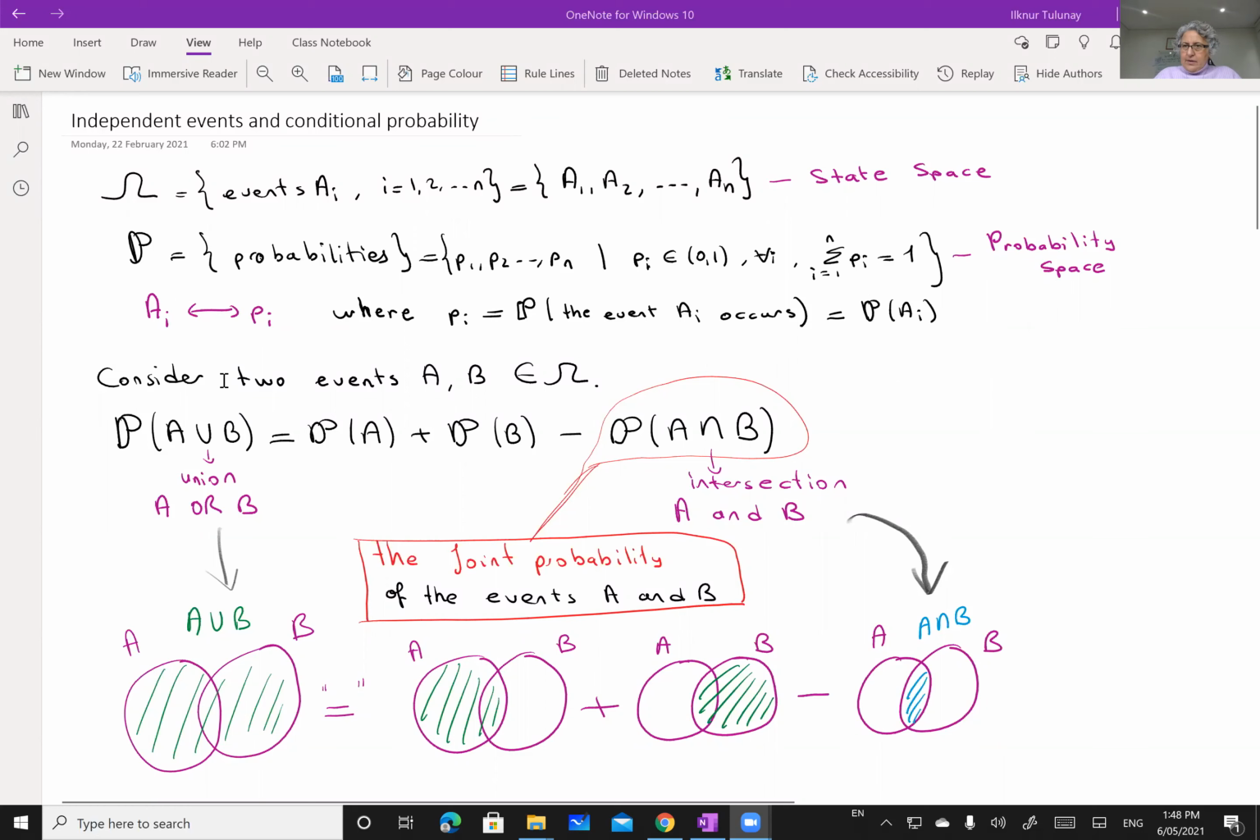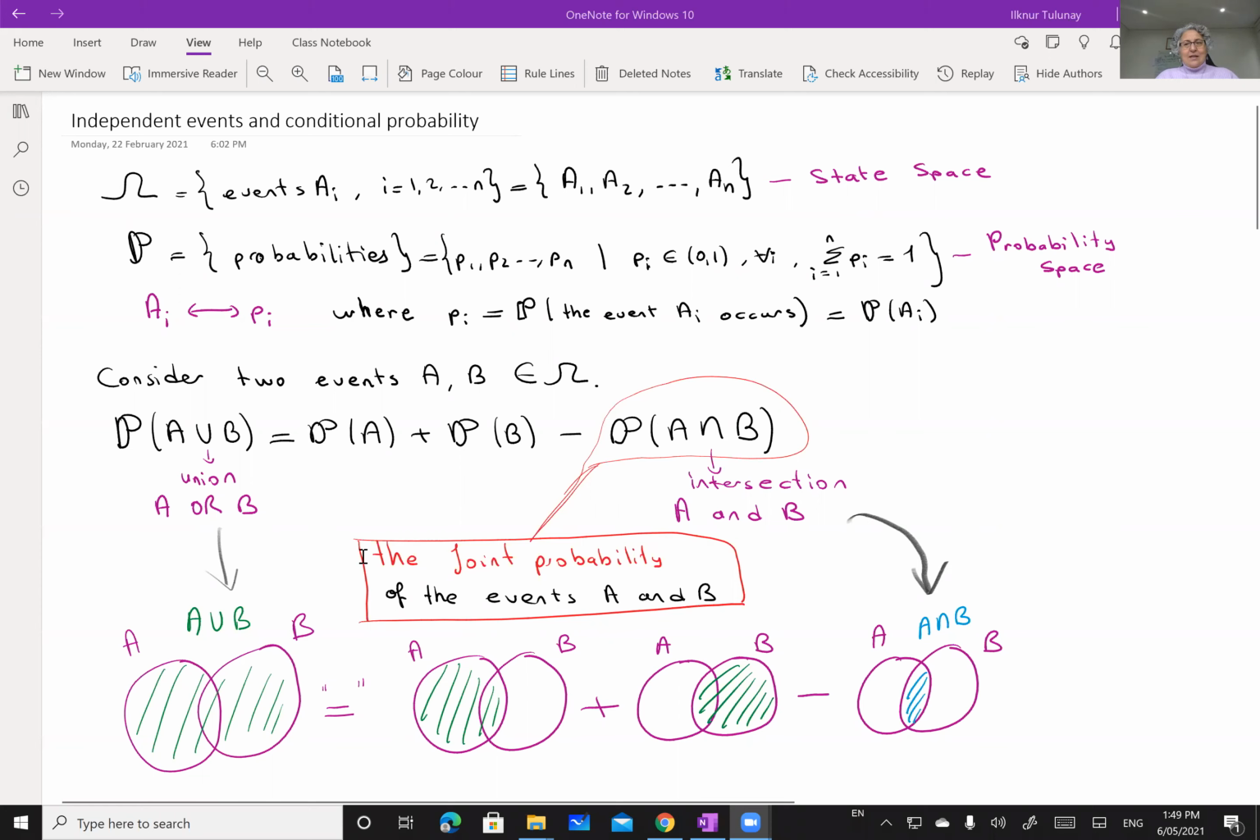Now consider two events, A and B, in the event space. If we look at the probability of the union of these two events, that's the union symbol, A or B, the probability that A or B occurs is equal to the probability of A plus the probability of B minus the probability of A intersection B. That's an intersection, the probability that A and B events occur at the same time. This is called the joint probability of the events A and B.